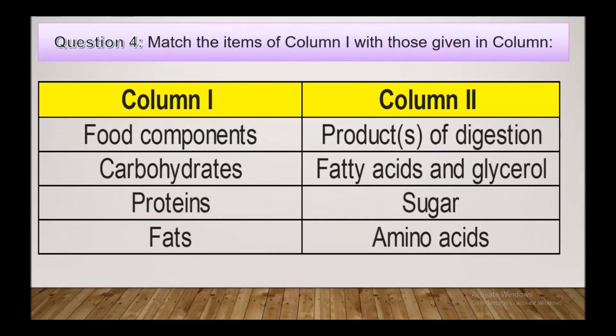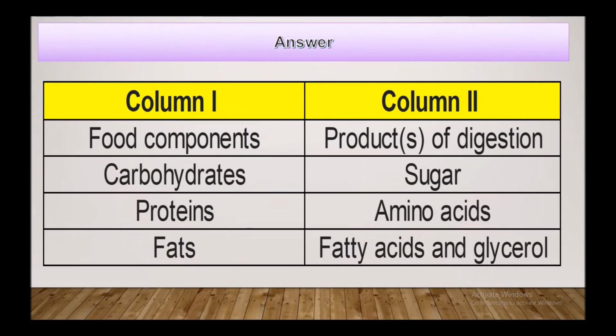Question 4. Match the items of column 1 with those in column 2. So column 1, the items are food components: carbohydrate, proteins and fat. Column 2, that's the product of digestion: fatty acids and glycerol, sugar, amino acid. Next, the answer of the match: food components and the product of digestion. Carbohydrates, sugar. Protein, amino acid. And fat is the fatty acids and glycerol.